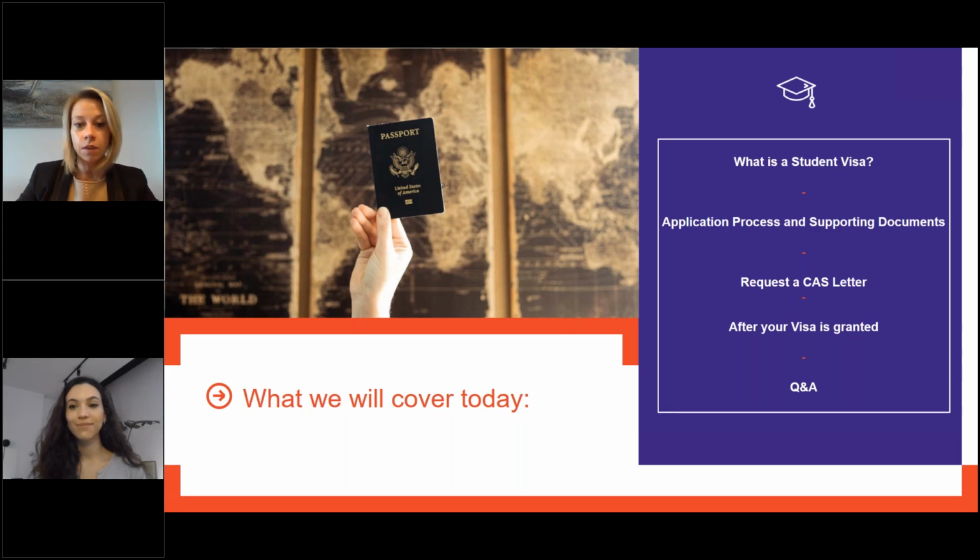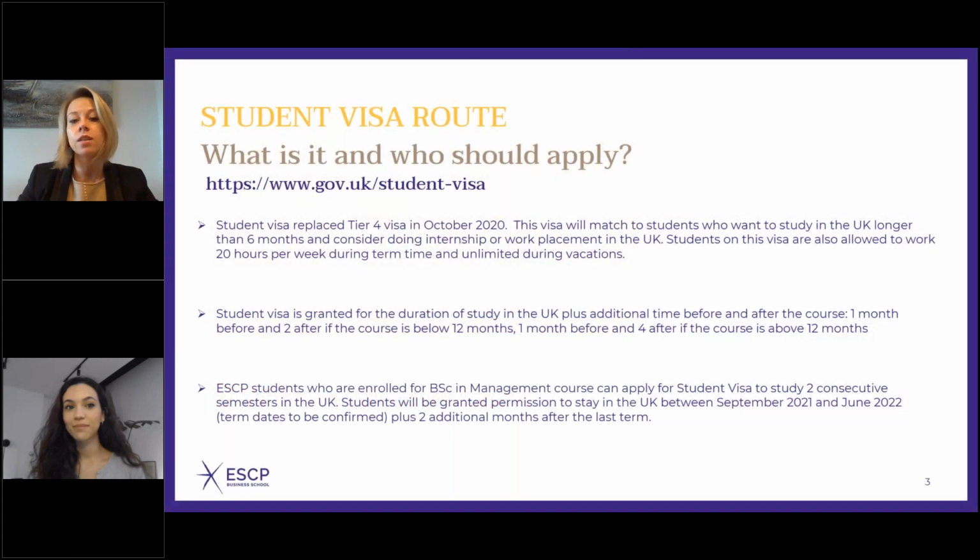And not to waste our time, let's start, and we will start with the overview of a student visa and the student visa route. So this visa was introduced quite recently in October 2020, and it replaced the Tier 4 visa, which was a visa for students. There is not much difference between Tier 4 visa and student visa, apart from the fact that now the European citizens have also to apply for this visa, and their rights are written in the particular document in student visa route.